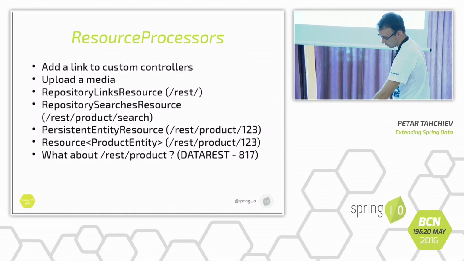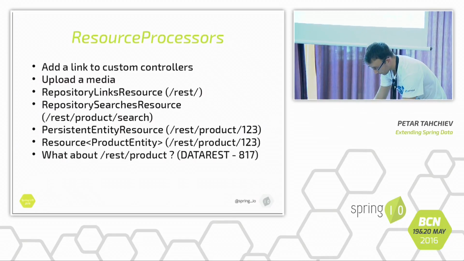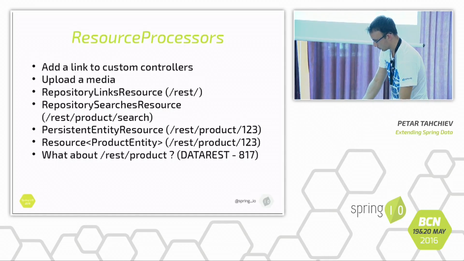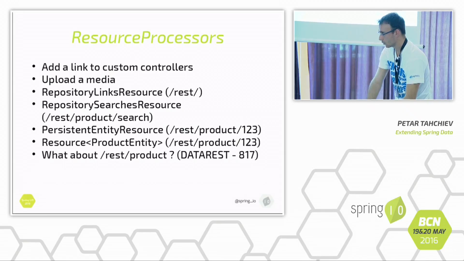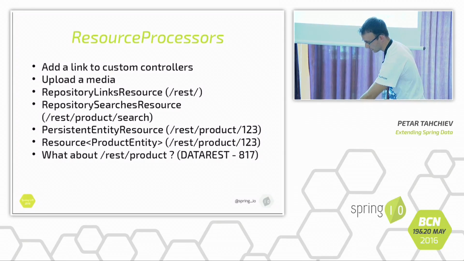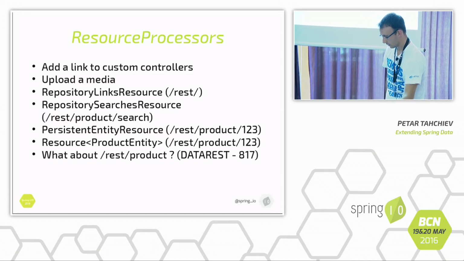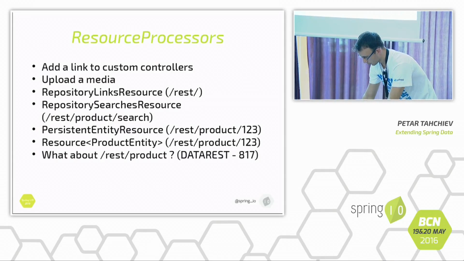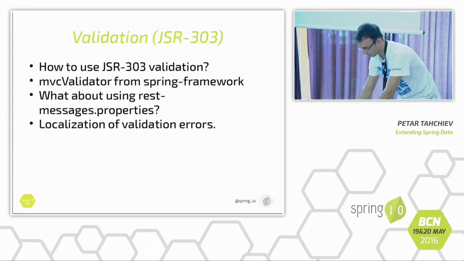But if you want to put it just under the product, you have to use a resource and then this generic. But what about REST product? If I want to put it under REST product, there is no way. There is a Data REST issue 817, which I opened. If you want to add a link to the product entity type, there is no way at the moment. So if you guys think it's worth it, just go and vote for it.